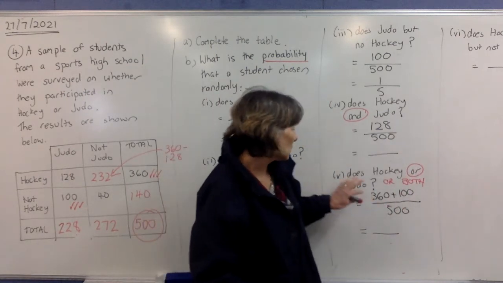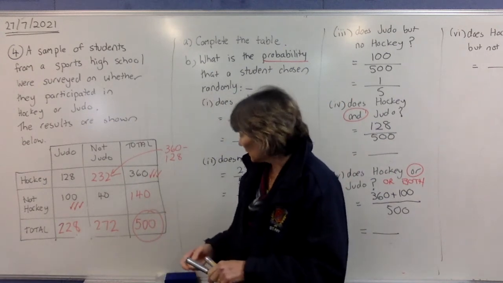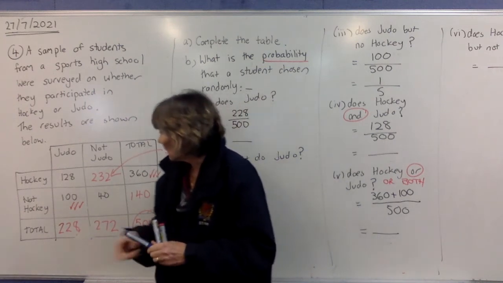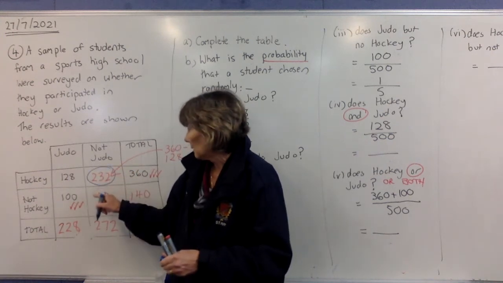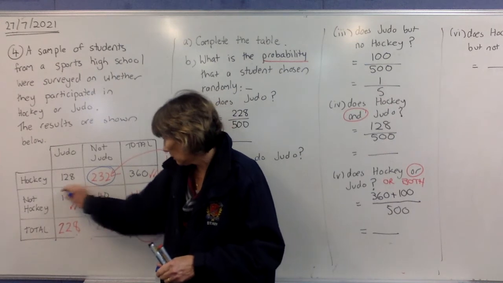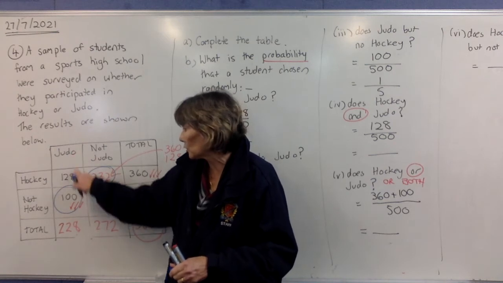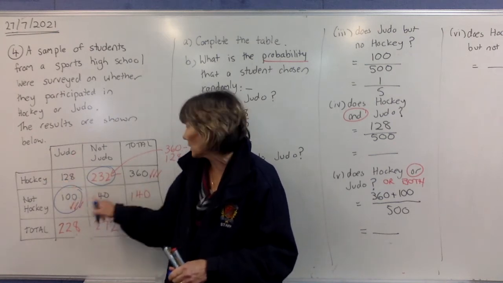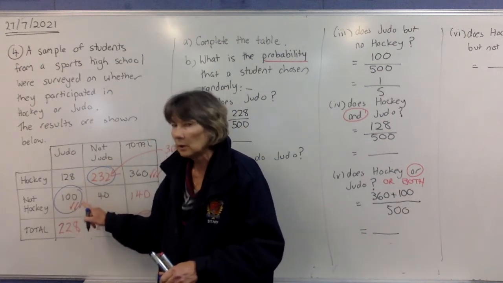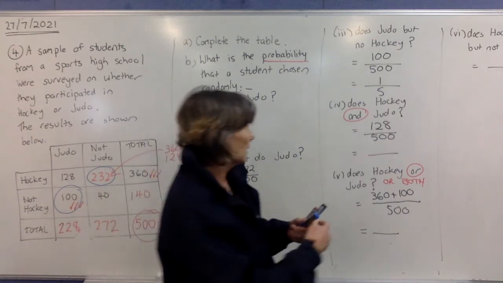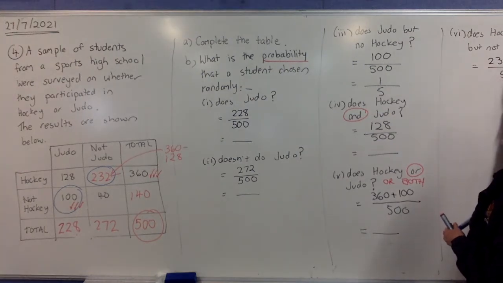Now the last one here says hockey or judo, but not both. In this one, I'll just get a blue pen instead. We want them to do hockey, but not both, so it's just that one. Or judo, but not both. So we don't want these people included that do judo and hockey. We don't want them to do both. So they can do hockey and not judo, or they can do judo and not hockey, and we're going to add those two together. So it's 232 plus 100, and 500 on the bottom.